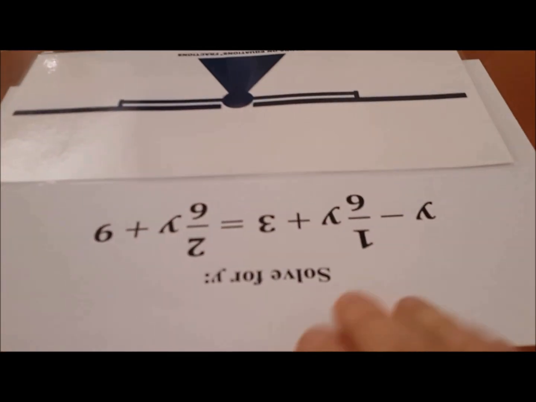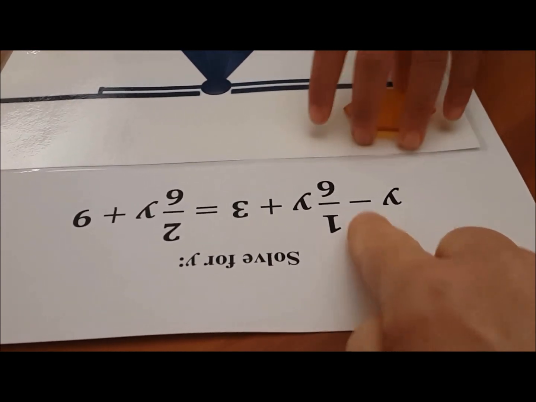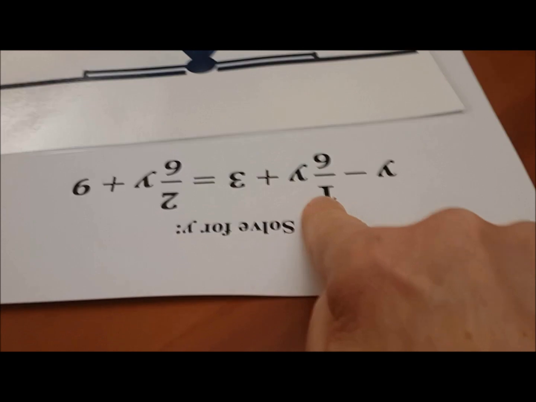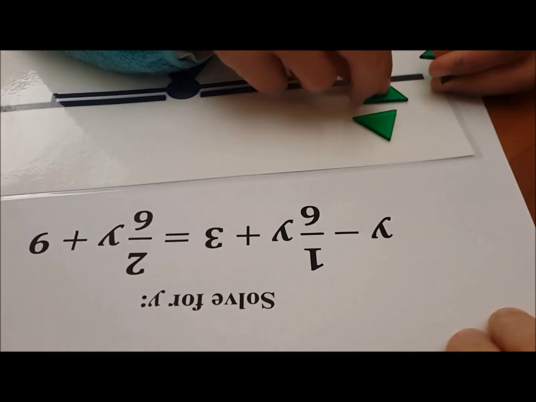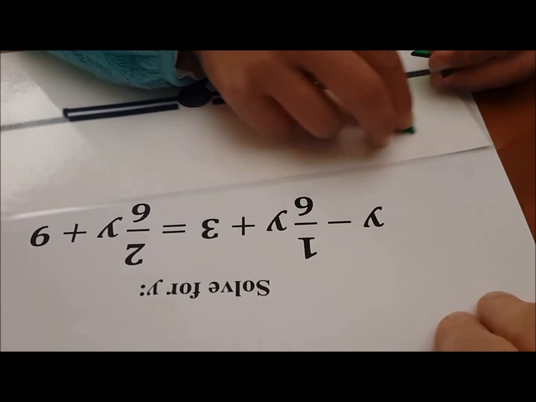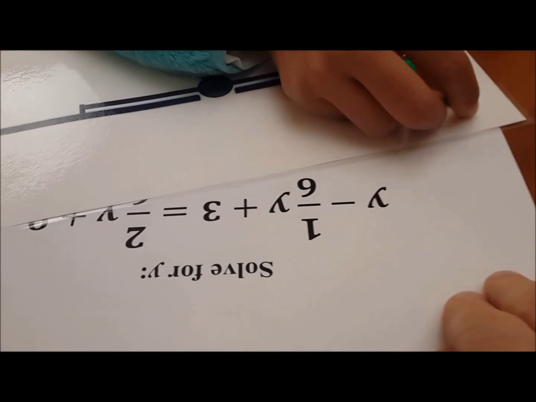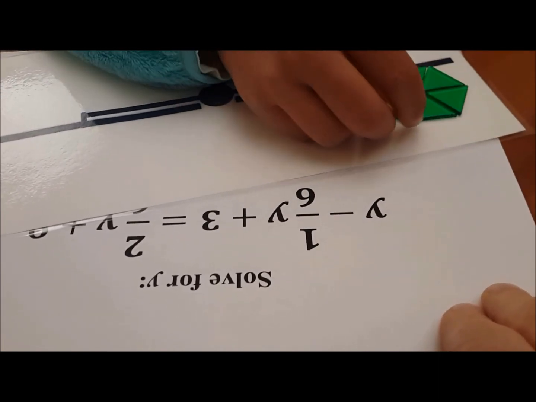Okay, Karen, help me with this problem, please. So first we need to begin with a y. Y. And we need to take away a sixth of y. So when you take away a sixth of y from y, what are you left with? 5/6. 5/6 of y. Good.